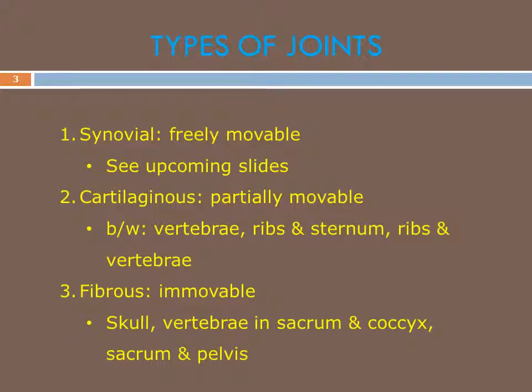We then just go through the 3 different types of joints that we have. So we've got the synovial, which are the freely movable joints, of which most of the joints in the body are. We've then got the cartilaginous joints, which are partially movable, which are between the vertebrae, the ribs and the sternum, and the ribs and the vertebrae. And then we have the fibrous ones, which are in the skull, the vertebrae, and these ones are immovable. They hardly move. They don't really move at all.